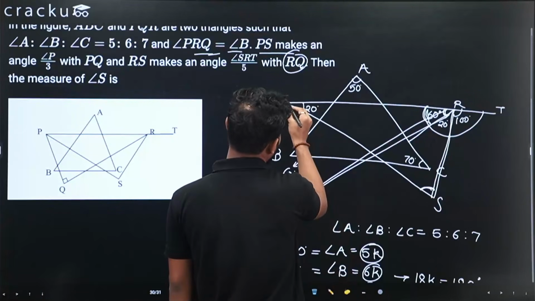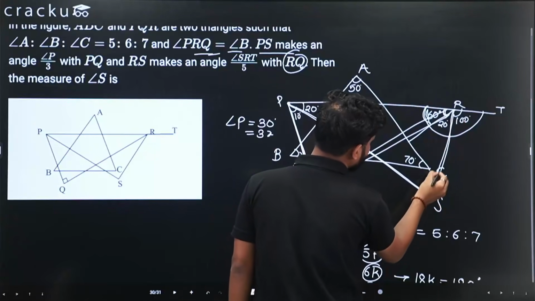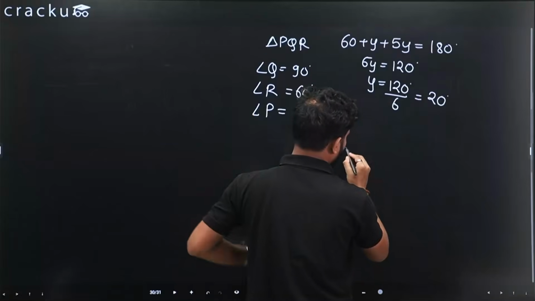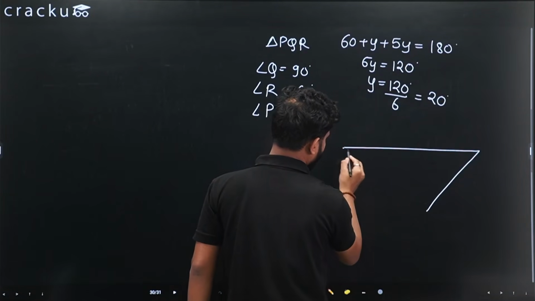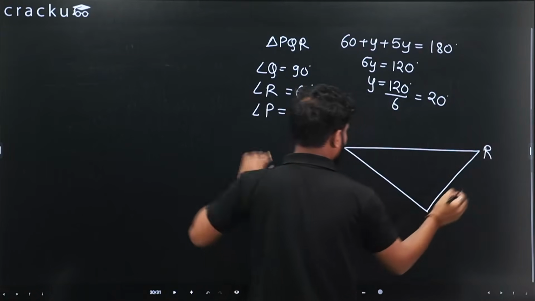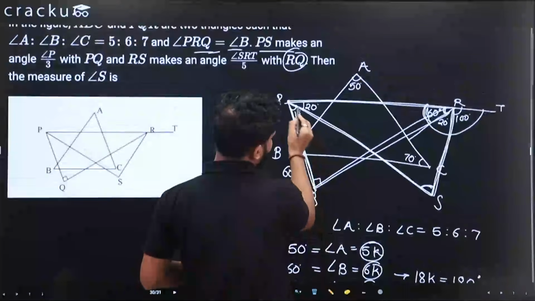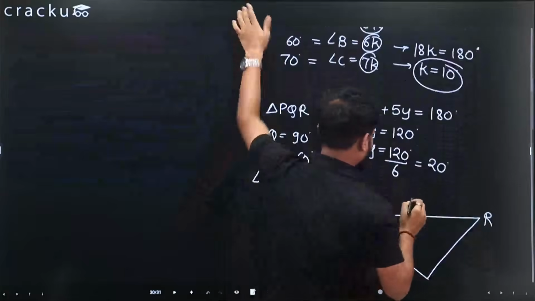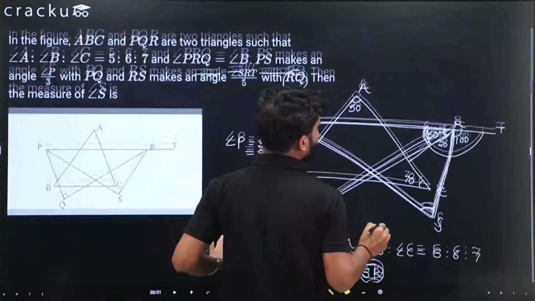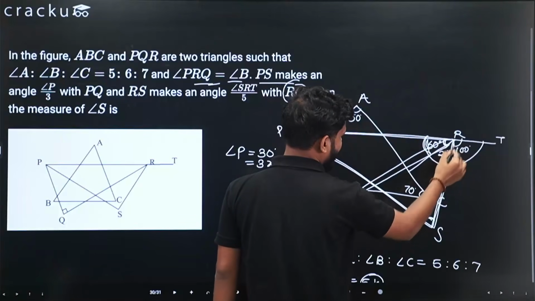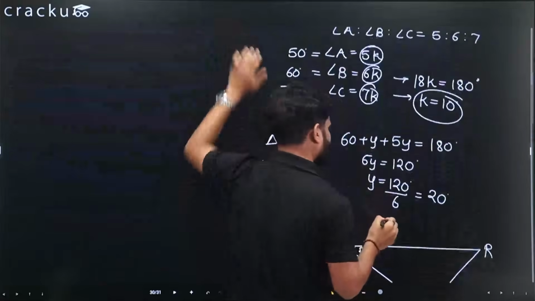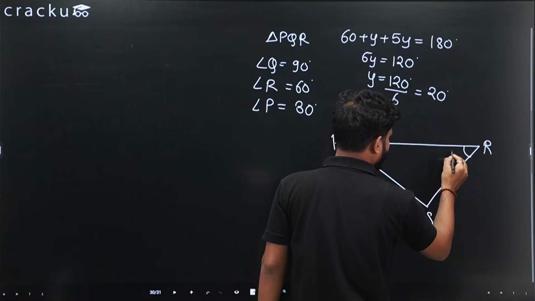So focus on P, S, R. Focus on triangle PSR. So I have triangle P, S and R. What is the angle between PS and PR? It is 20 degree. Then the angle between PR and RS is what? This is 60. This is 20. So total 80. So this will be 80 degree.